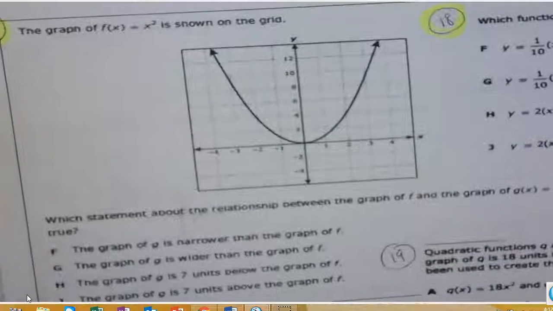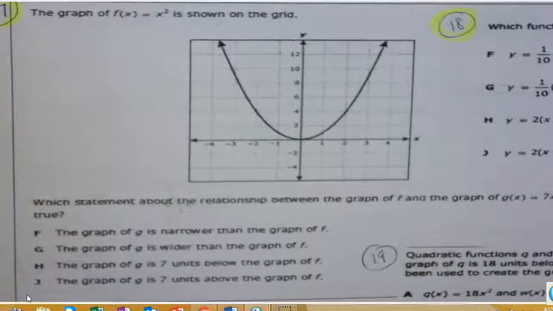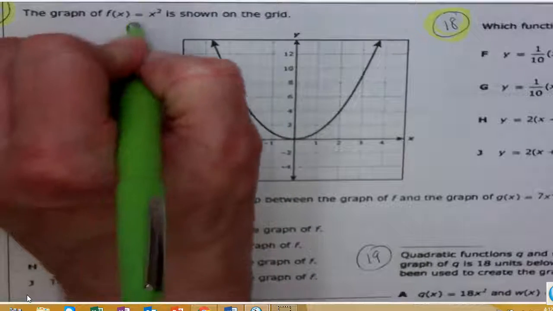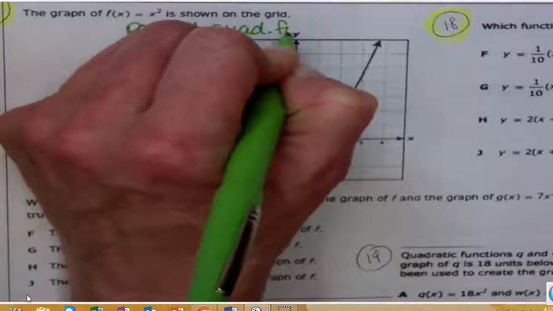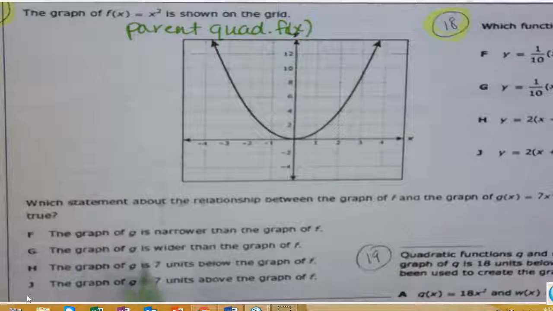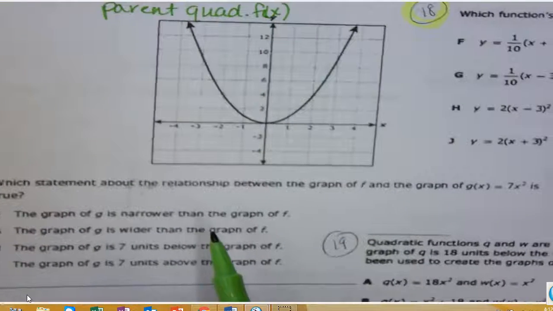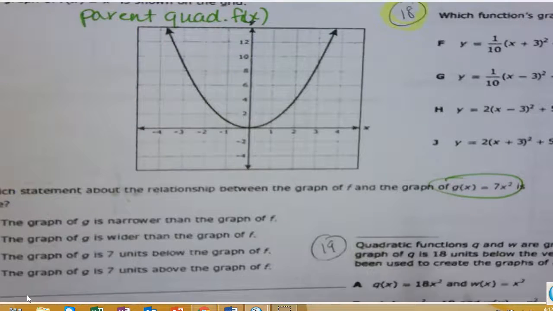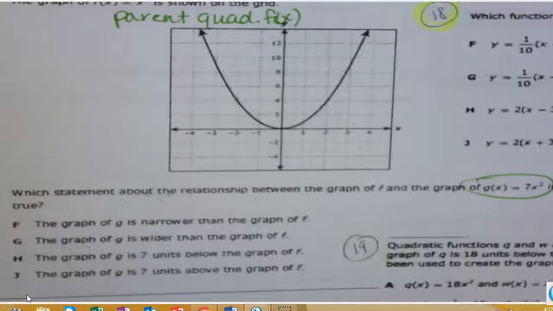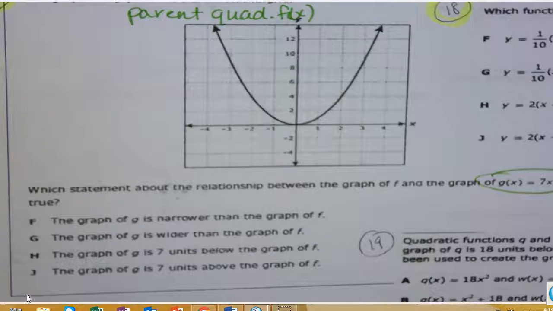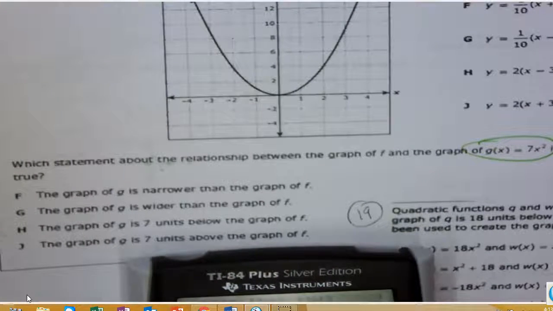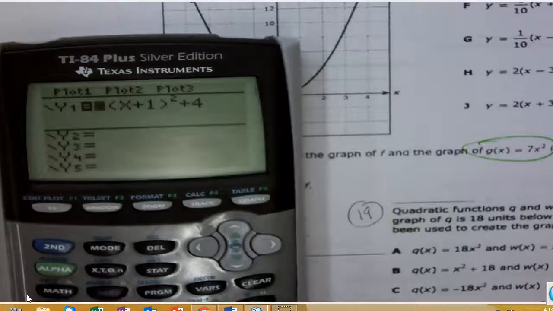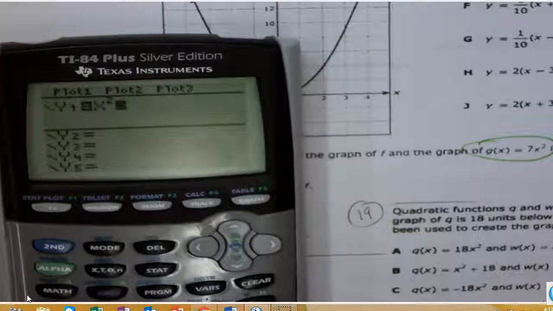All right, moving on. Number 17. The graph of f of x, so here's the parent quadratic function. All right. Which statement about the relationship of this graph and the graph of 7x squared is going to be true? Well, what do we know? Plug it into your calculator. How many times have I said that? You guys, go ahead and take your calculator and plug in, clear, x squared.